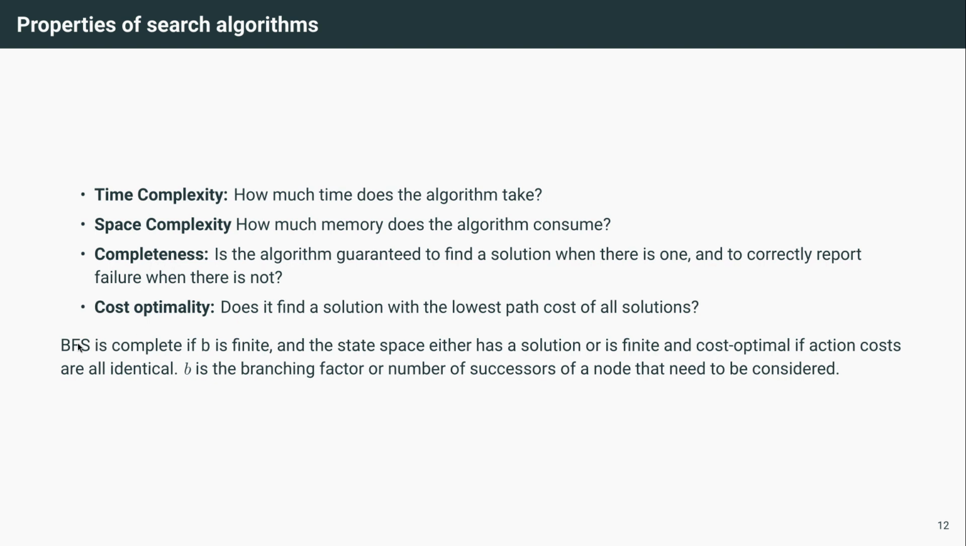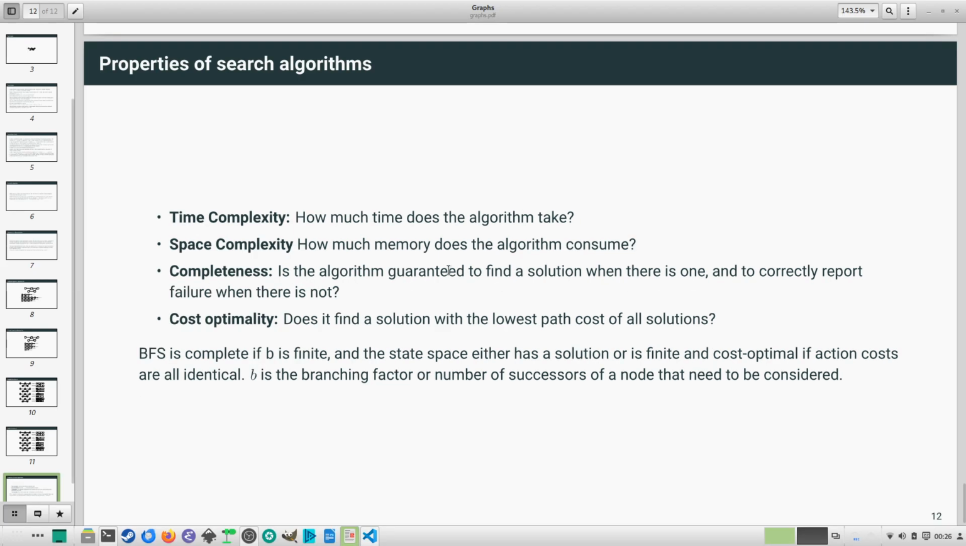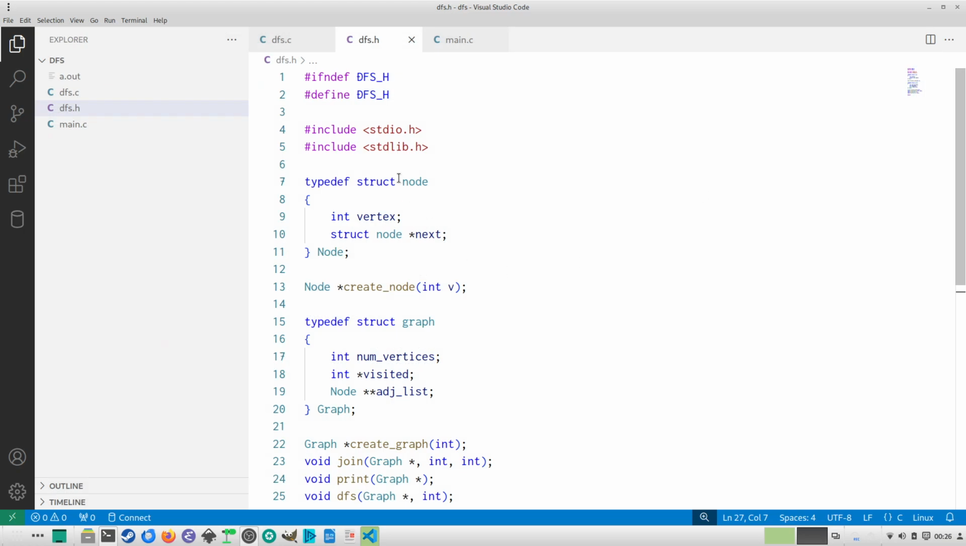Note that depth first search is neither complete nor cost optimal. So for small graphs, breadth first search is recommended, but for larger graphs, BFS simply becomes impossible because of very high memory consumption. So with this in mind, let's go and look at the implementation.